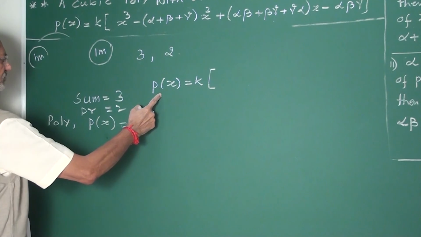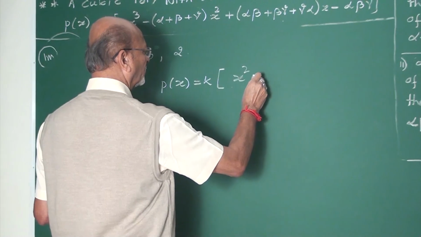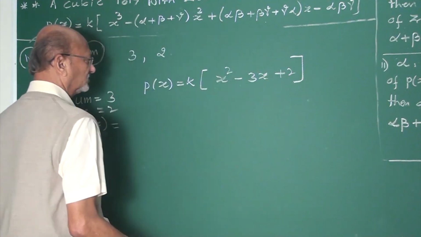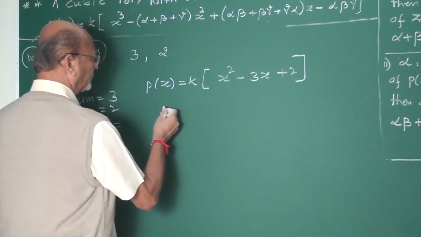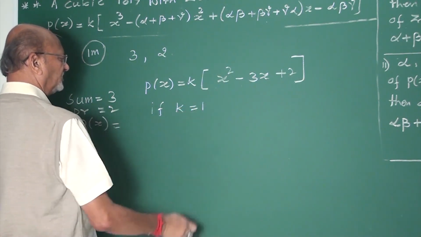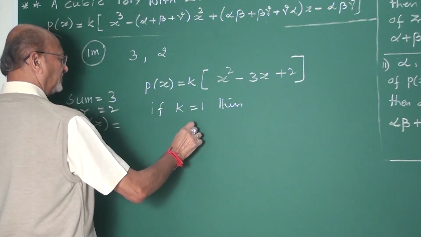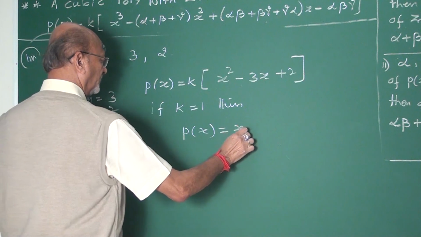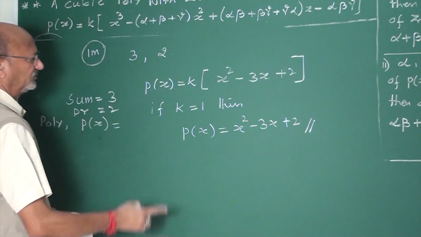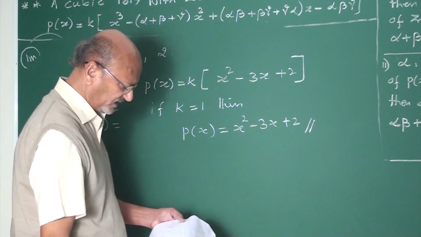Product is 2. Required polynomial Px equal to K into x square minus sum into x plus product. If they give like this, you can give it. Otherwise, you can write one step. If k is 1, why is the real number? K is 1. Then Px is, what is it? It is x square minus 3x plus 2. Yes, my friend, if k is 1, this is the answer. Otherwise, you can keep it as it is. Otherwise, write one step. Yes, my friends.